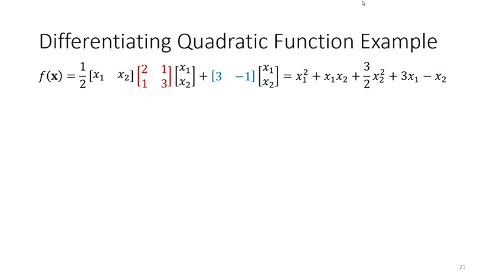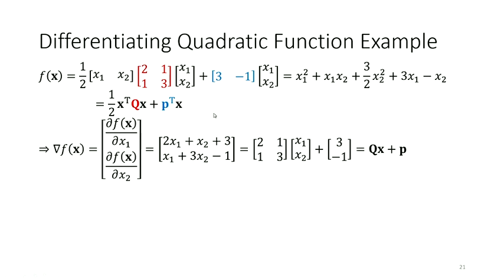Okay, differentiating quadratic function. We're given this, and if we simplify it, we get this function. This is a scalar form. This is the same formula in terms of matrices and vectors. So f of x is x transpose Q x plus P transpose x, where this is Q, the matrix that I've colored red, and this is P, or P transpose since it's a row vector. So we can take the derivative like this.